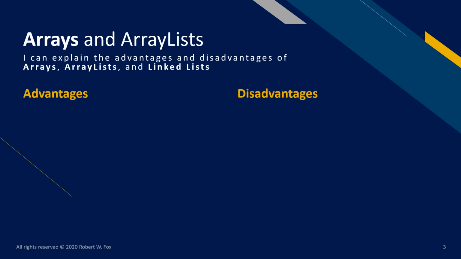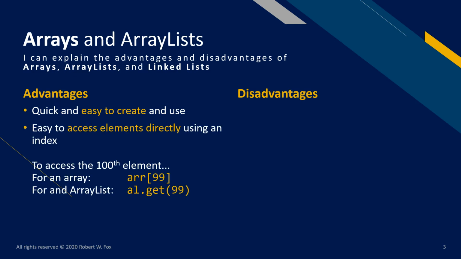So starting with the advantages, if you think about arrays and array lists, they're very easy to create and use, typically just one line of code. And also advantageous is that when you want to access the elements directly, you can just use their index. For an array, you might say array and then use the brackets to access element 99. Or with an array list, it's the same thing, but we use the .get method. So arrays and array lists, they're easy to create, easy to access elements directly.